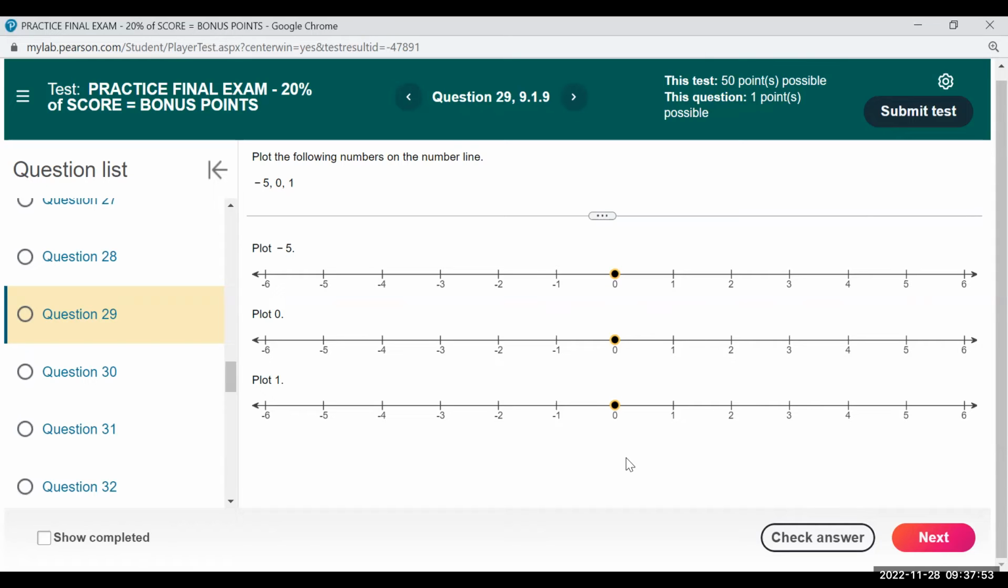Any problem with plotting these numbers? -5, 0, and 1. Yeah, well, this one says plot -5. So you have to take this and drag it over here. This one, leave it alone because that's 0. And this one, drag it over to that one.